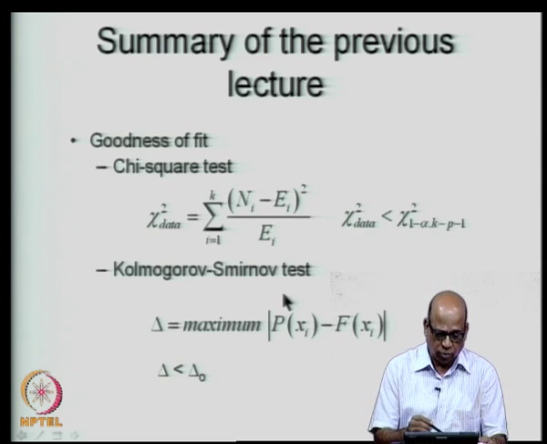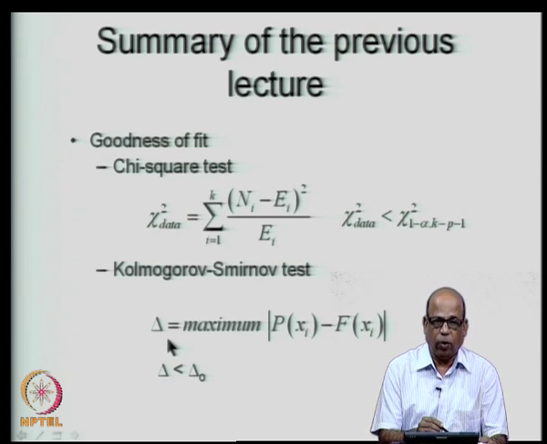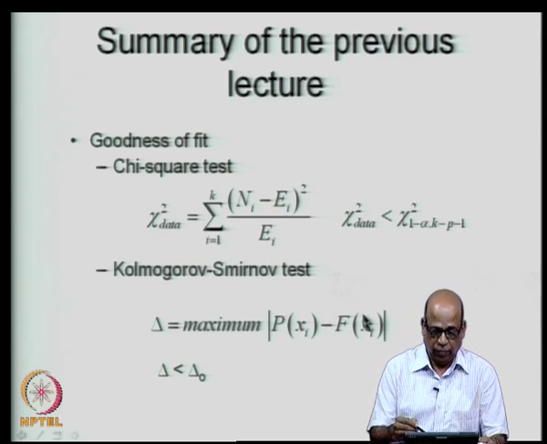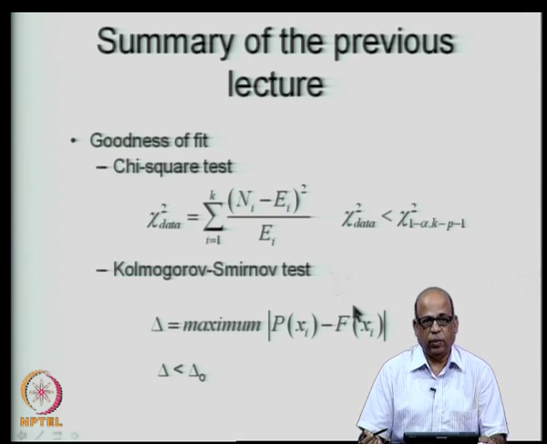And for the Kolmogorov-Smirnov test, we also have critical values of the delta, and if the delta so obtained from the observed data is less than the critical value, then we say that it passes the test, and therefore, we accept the hypothesis that the data in fact comes from a population which fits that particular distribution for which we are making the test.